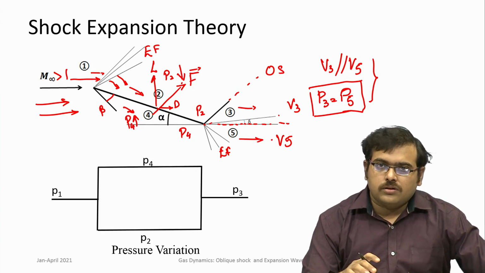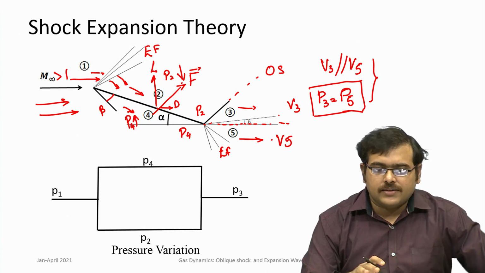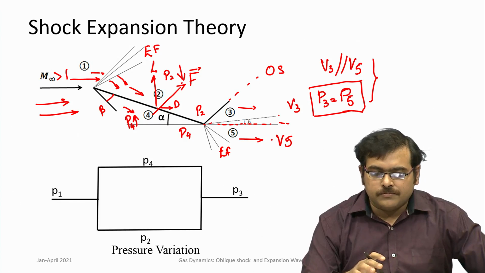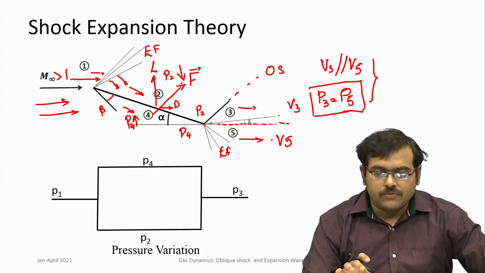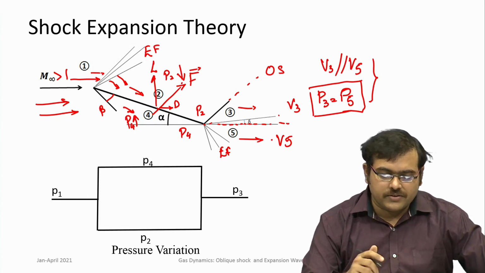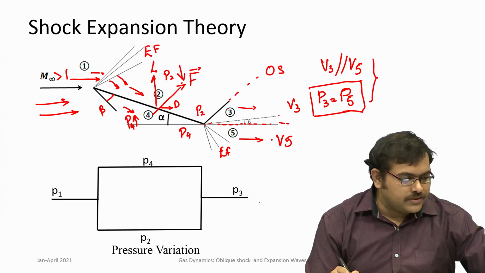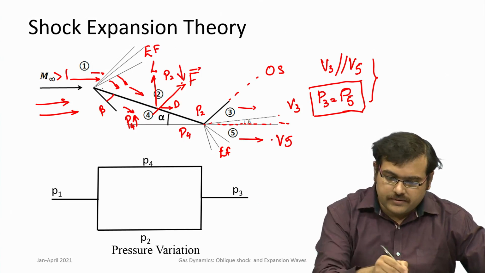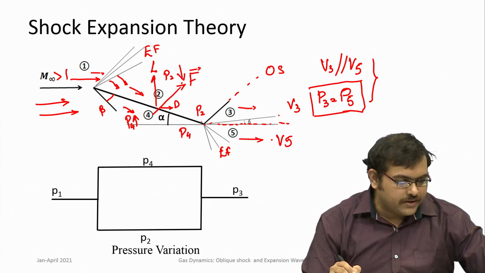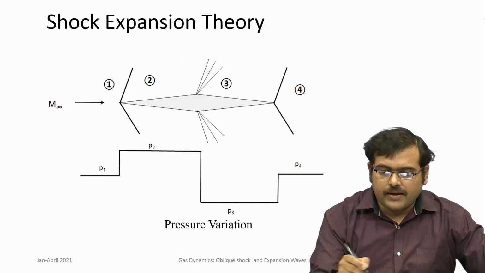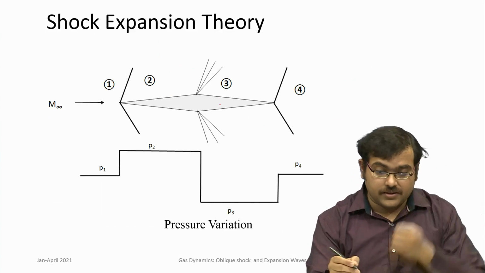So, you can now plot these kind of wave diagrams for several of these kind of configurations. What is plotted here is the pressure variation at the surface, along this particular surface. Similarly, you can plot the pressure variations at the surface for these kind of airfoils.